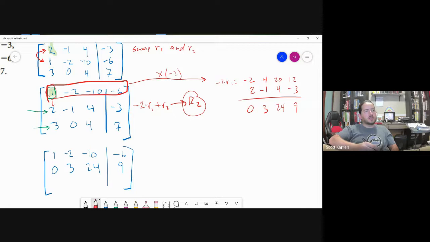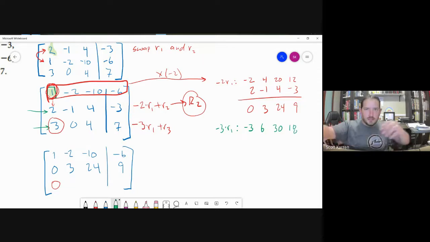But I'm changing row 3 in the same manner. And I'm going to take -3 times row 1 and add it to row 3, because specifically, -3 times this first element will give me -3. Adding it to 3 is going to give me 0 in this spot. That's what I want. But again, visually, I'm going to multiply -3 times my old row 1. That's going to become -3, +6, 30, and then +18.